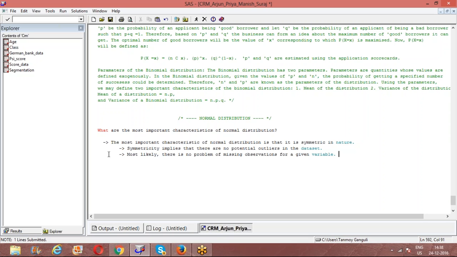So, the moment I assume or I can see that a variable is normally distributed, the best thing that comes to my mind is that there are no outlier issues, or there is no unnecessary asymmetry in the particular data set that I am working with. So it makes analysis very simple for us. Right. So these are the two most important characteristics.